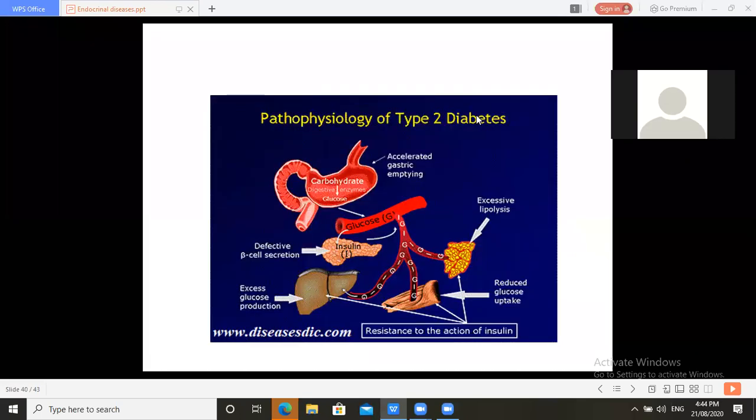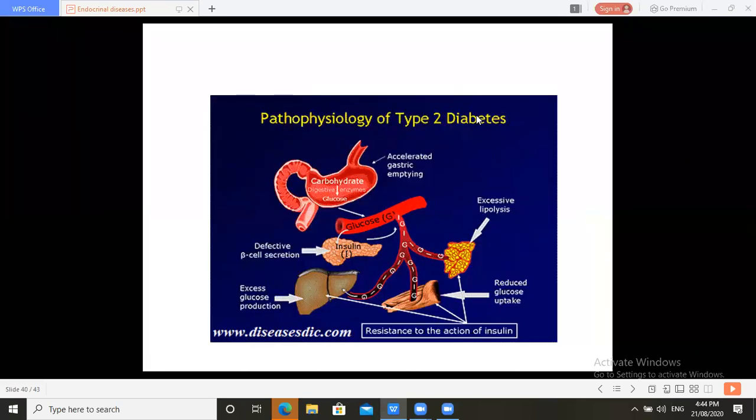Okay, this again in this slide, the pathophysiology of type 2 diabetes is described. Here, with the carbohydrate diet, there are decreased digestive enzymes, and the glucose gets into the circulation. It is due to accelerated gastric emptying. So whenever glucose enters your system, it gets released into the circulation to various organs.